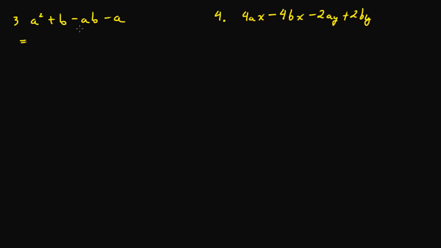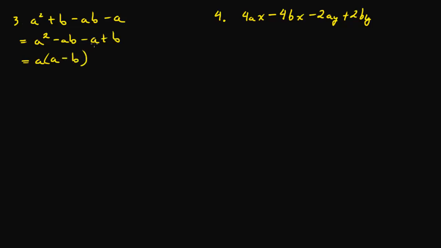So I can just rewrite the order that I've gotten these terms written in, and I can rewrite this as a squared minus ab minus a plus b. Now if I group the first 2 terms and common factor the first 2 terms, I get a times bracket a minus b.